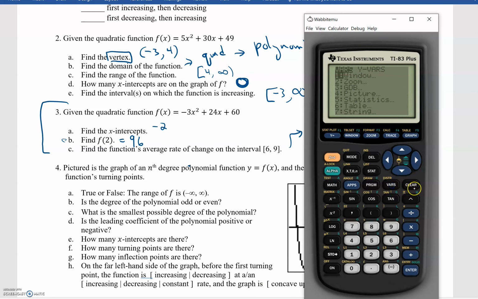So vars, y vars, function y1, and that's at 9. And notice I put a parentheses first, because I want to do this whole thing in parentheses so I can find the numerator, which means I need another parentheses. And you don't have to do it this way, but this way I can do it all in one step. And then I divide it by 3, and I get negative 21.